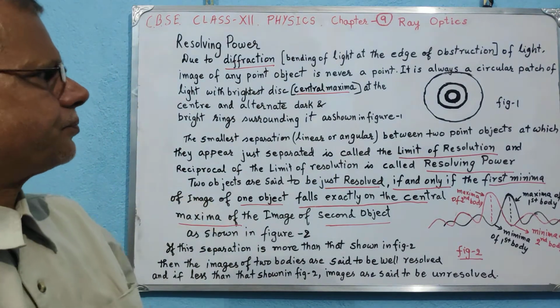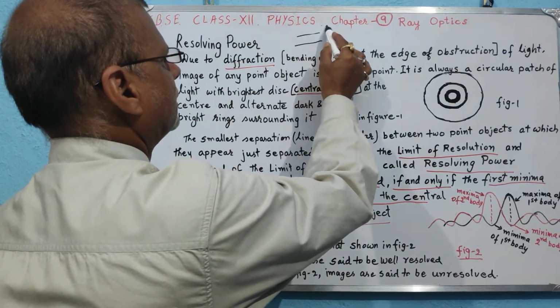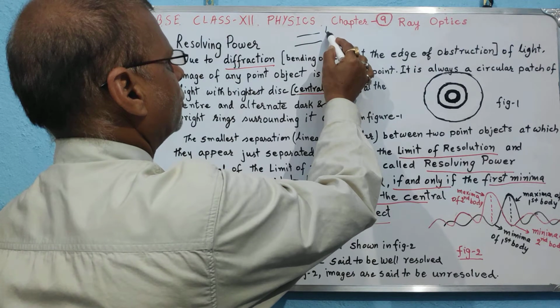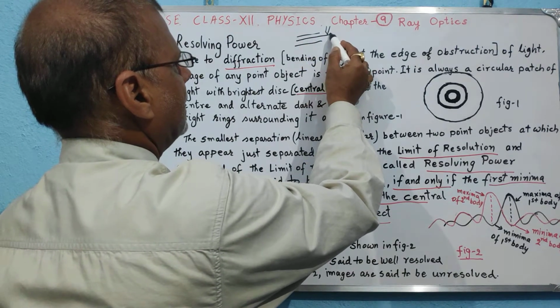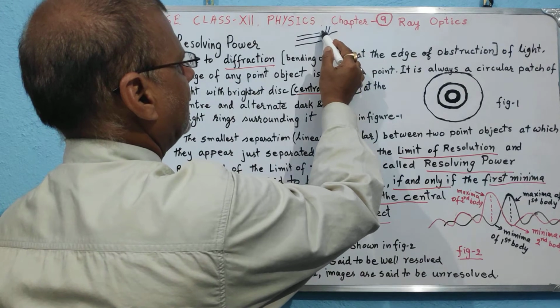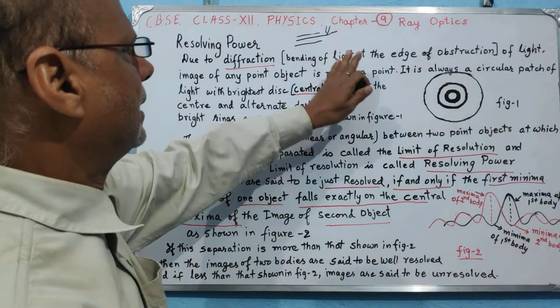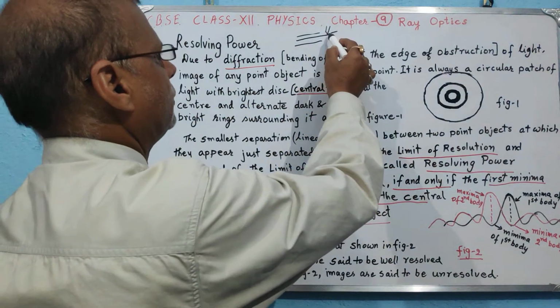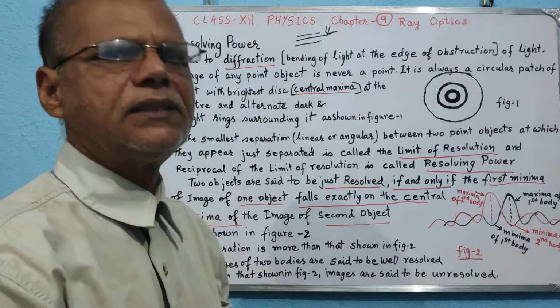Whenever, say, a beam of light is moving and we have a sharp edge over here, then what happens? The light slightly bends into the shaded area. This part, which was shaded by the knife, light is able to reach that portion also. This phenomenon is known as diffraction.